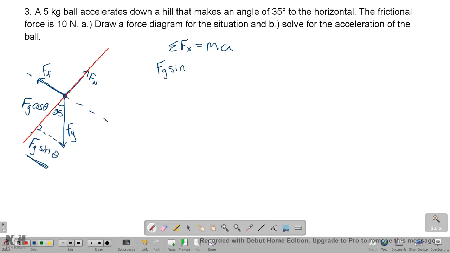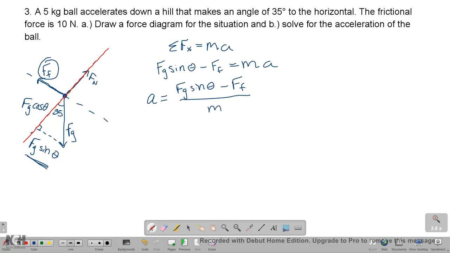So Fg sine theta minus our negative value, which is going to be the frictional force over here because it's pointed in the left direction on the x-axis. This is going to be equal to mass times acceleration. And again, to rearrange this, it would be Fg sine theta minus the frictional force divided by the mass.